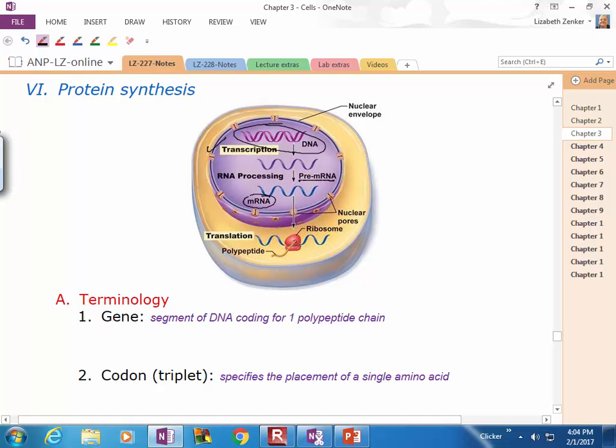So after we've made our pre-mRNA, we modify it and we get our mature or messenger RNA ready. That then leaves the nucleus through what? Through the nuclear pores, and it goes out into the cytoplasm. In the cytoplasm, it's going to meet up with ribosomes. There's going to be a large ribosomal subunit and a small ribosomal subunit. They stick together, large on top of small, and that's what's actually going to read your messenger RNA.